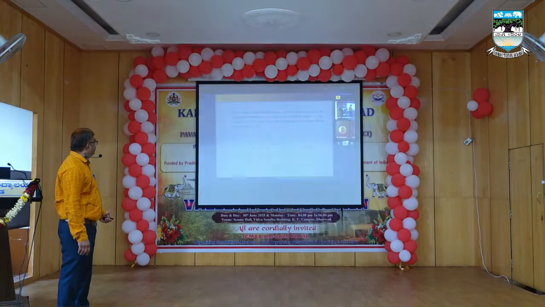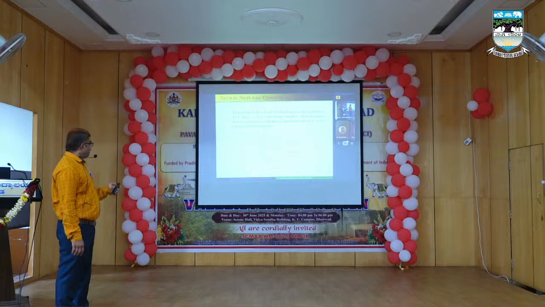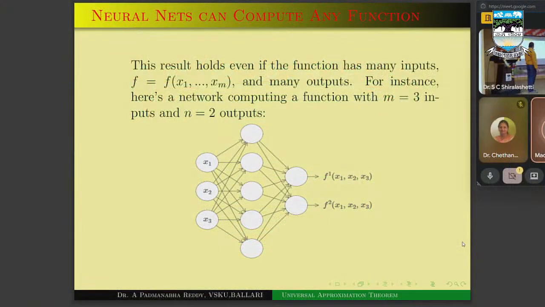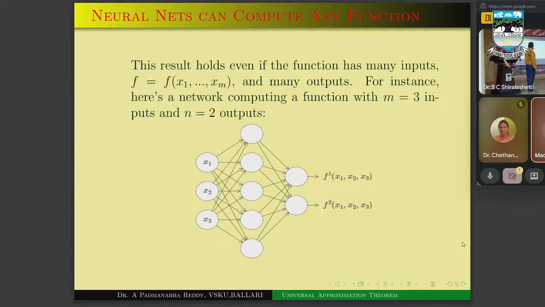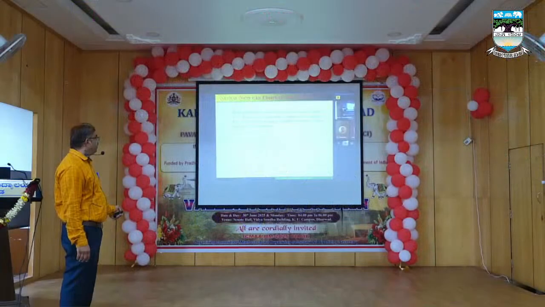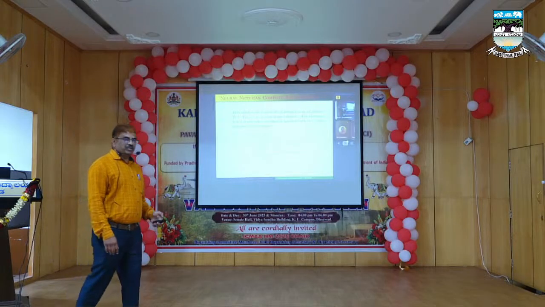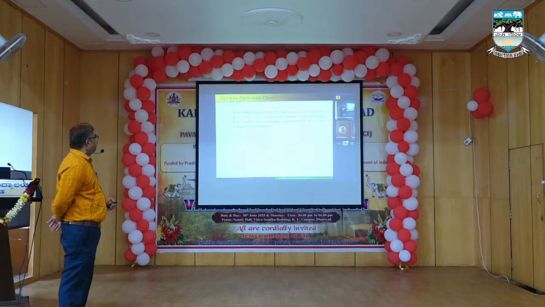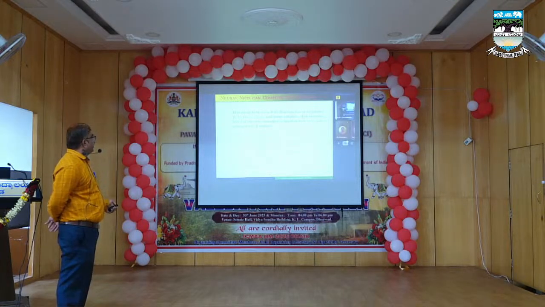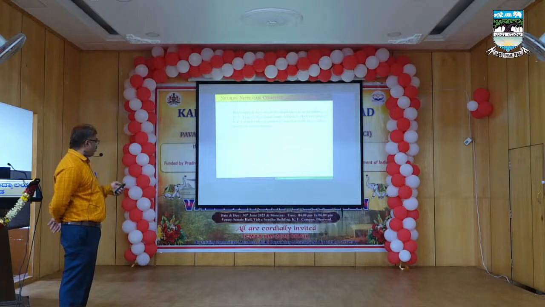Okay, good. So now, hidden layer may contain, in the previous case, how many neurons? 3 neurons. Here, input layer contains how many neurons? 3. Hidden layer contains how many neurons? 5. Output layer contains how many neurons? 2. It may contain any number like that. This result is a function from many inputs x1, x2, xm to many outputs. These are the 2 outputs. For instance, here is the network computing with m equals 3: 3 inputs and 2 outputs.